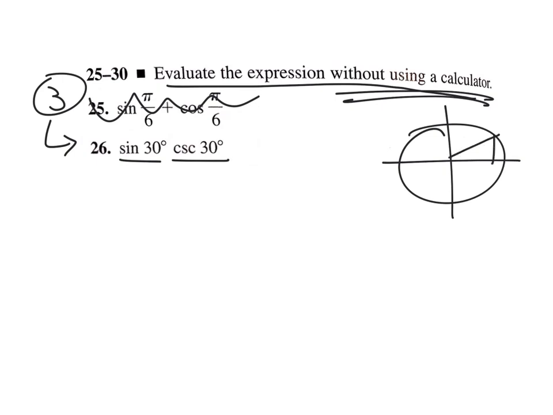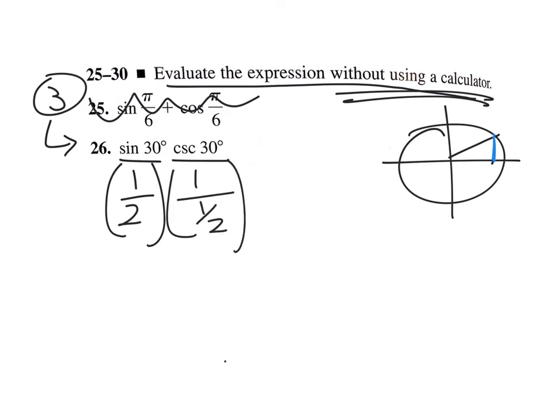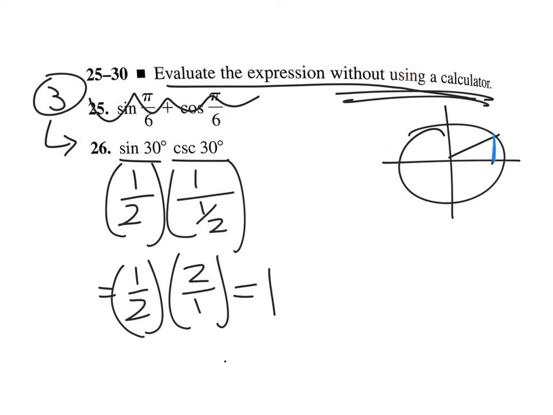Sine 30, excuse me, short side, we know that's 1/2. So we have 1/2. And then cosecant, remember cosecant is 1 over the sine. So cosecant of 30 is 1 over the sine of 30 degrees. This is the same as 1/2 times 2 over 1 equals 1. Boom.